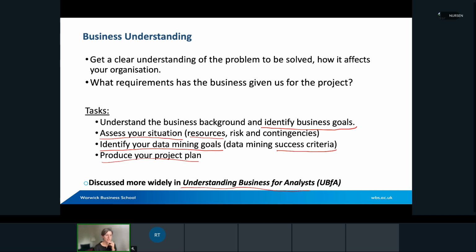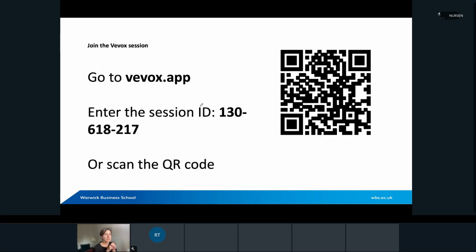Now I will ask you a question. If you have your phones with you, could you please go to this QR code to see the question and let me know whether you have access to the session. Oh, I'm going a little bit slow. Can you see the question?